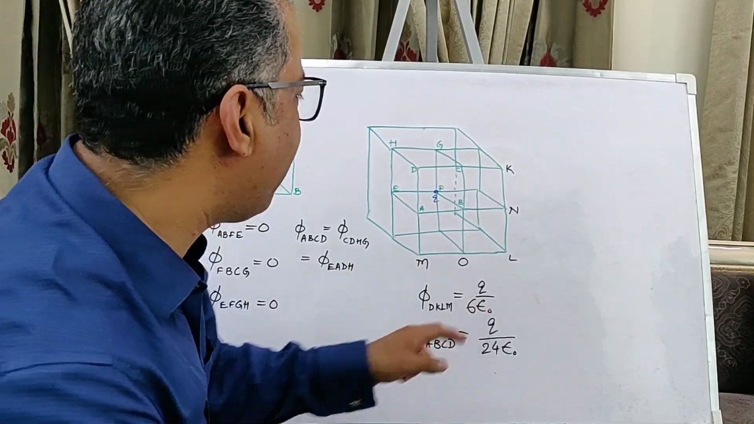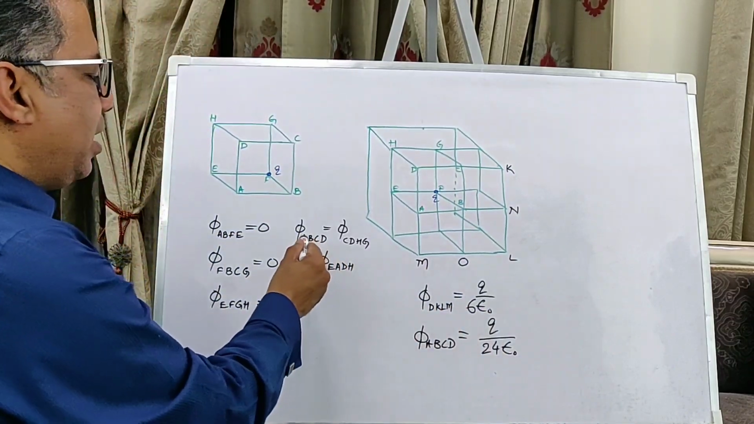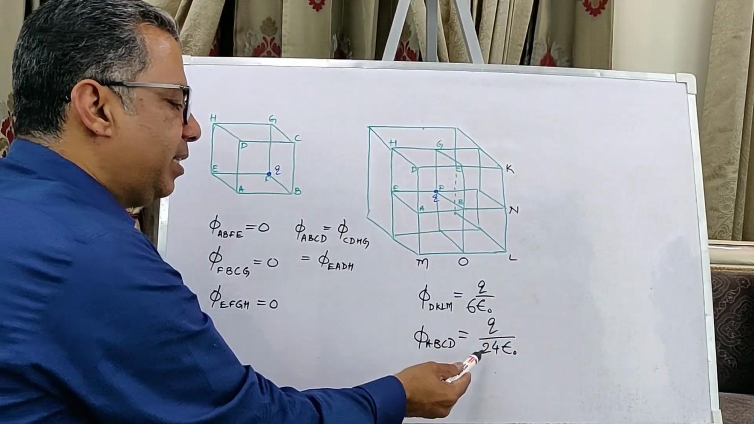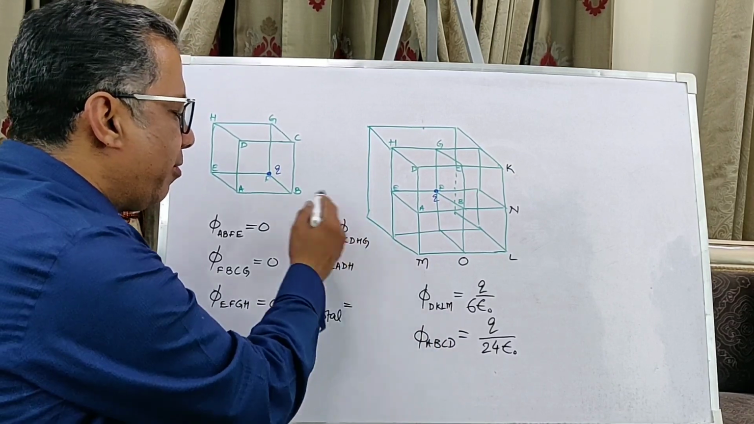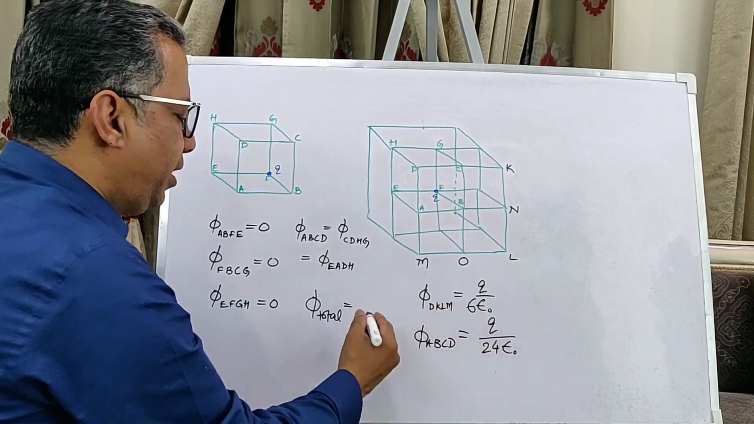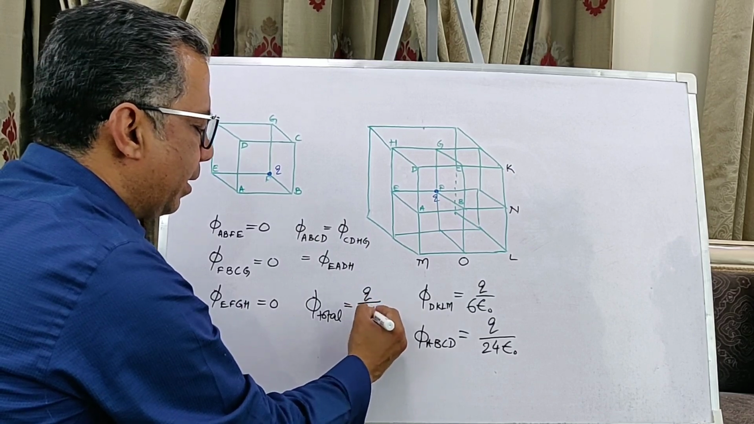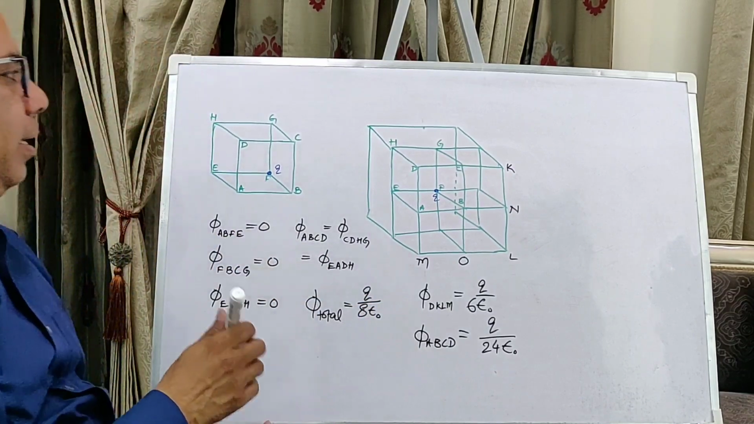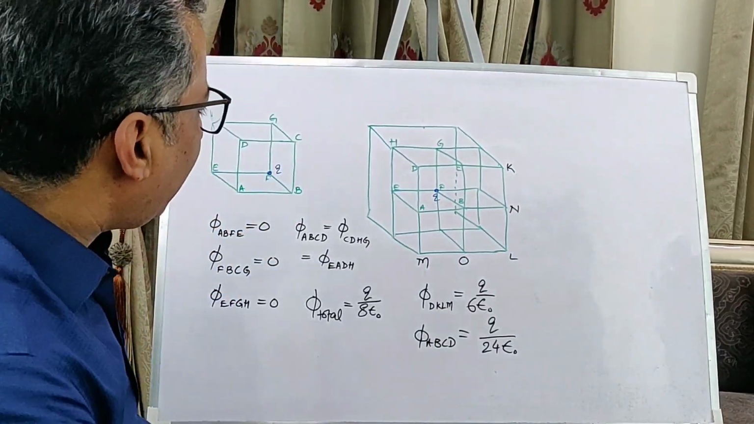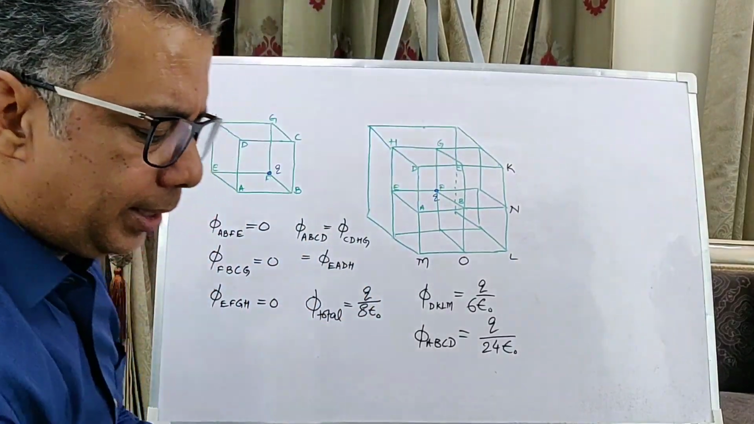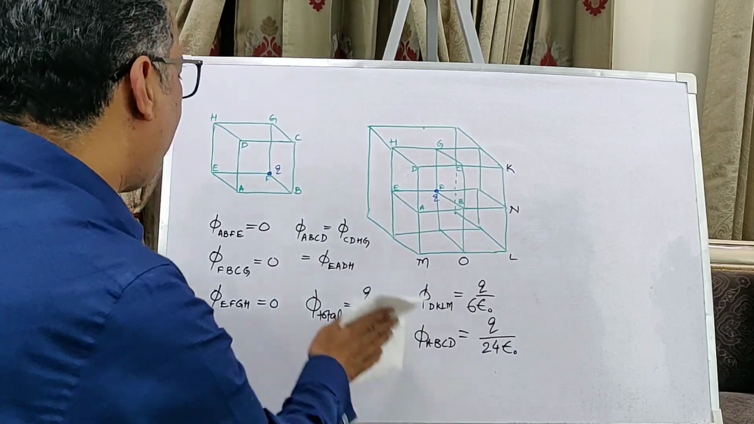The flux through any one of these faces, for instance A, B, C, D, is so much. Since the flux through each one of these surfaces is the same, the total flux through the entire cube will be the sum of these fluxes. So 3 times of this and 3 times of this will be Q by 8 epsilon naught. So that's a nice simple problem. Now we'll take up some slightly, shall we say, more interesting problems.